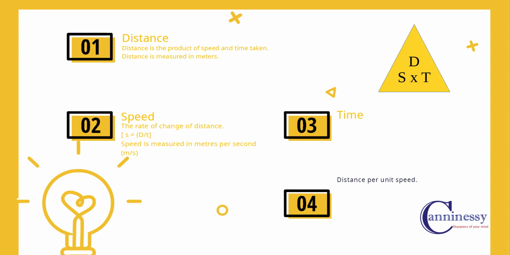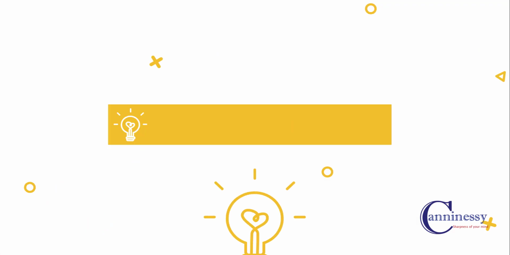Time. Time is distance per unit speed. Time equals distance divided by speed. Time is measured in seconds. Mass is a measure of inertia of an object. Mass, important conversion: when you are converting from kilometers per hour to meters per second, simply divide by 3.6.